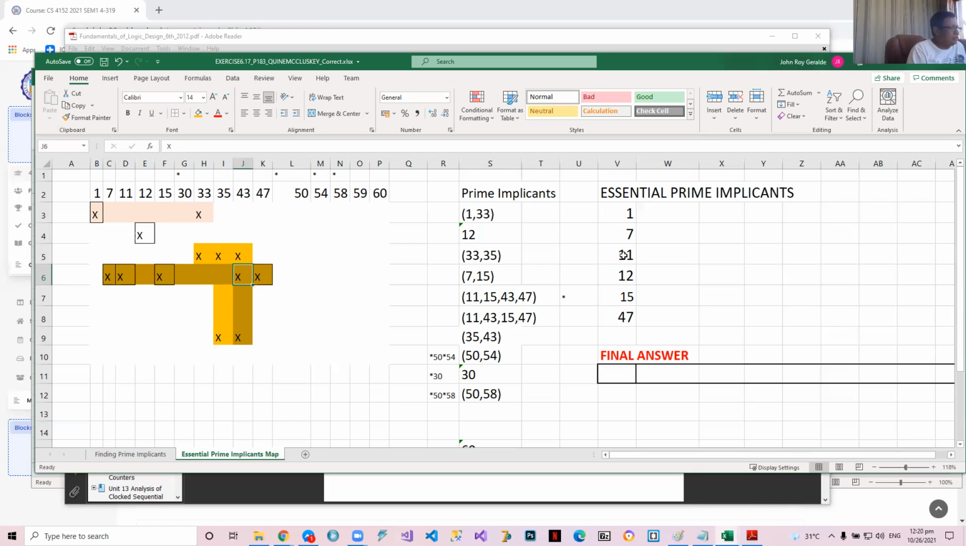If you consider this, what will happen to those unmarked? If you consider this as essential, they are gone, because they are covered. Then 133. If we consider 133 as an essential prime implicant, this will cover this.